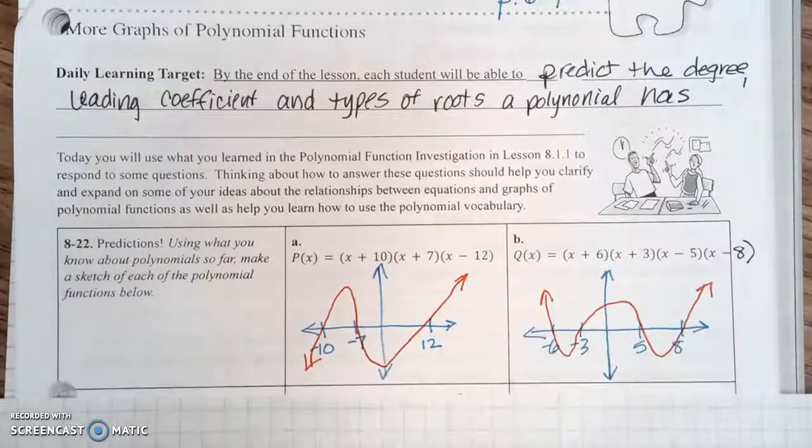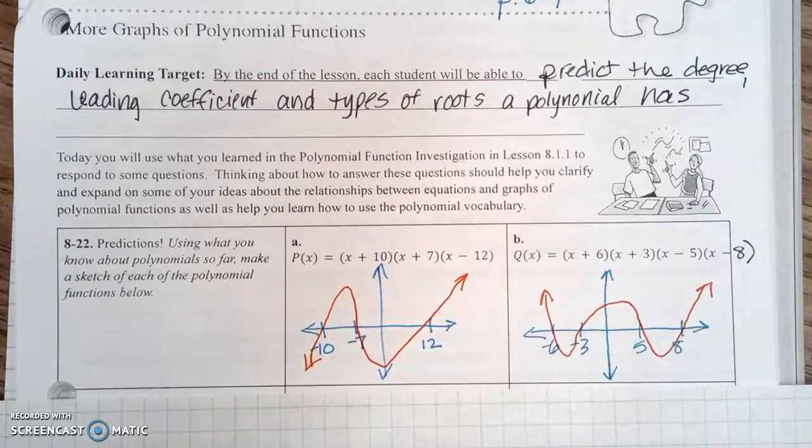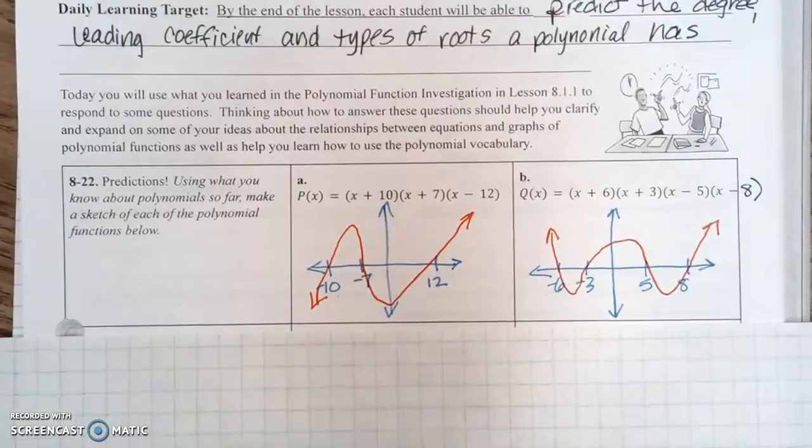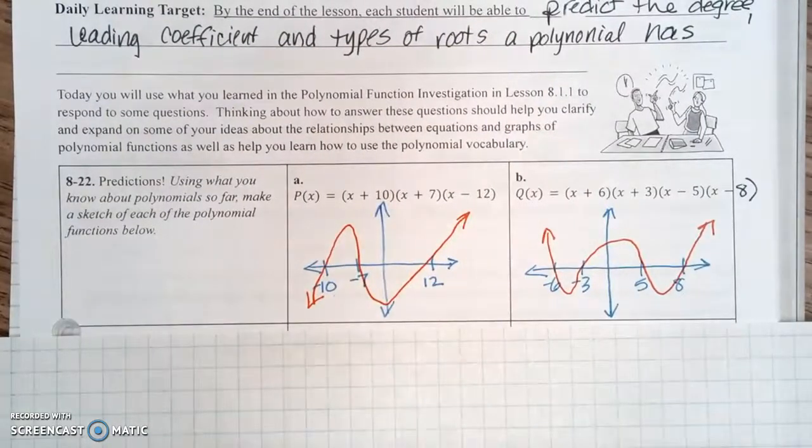So for question 8.22, they want us to use what we know about polynomials so far to make a sketch of the polynomial functions below. Okay, so for A and B, if you have two colors, that's great. If not, just do it in one color. But you know how I had you do the graphs on the whiteboard yesterday with two colors? It's helpful, but it's not necessary.